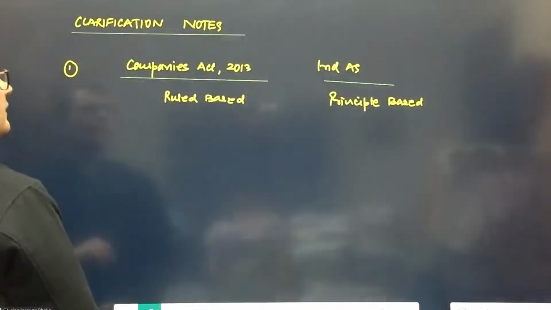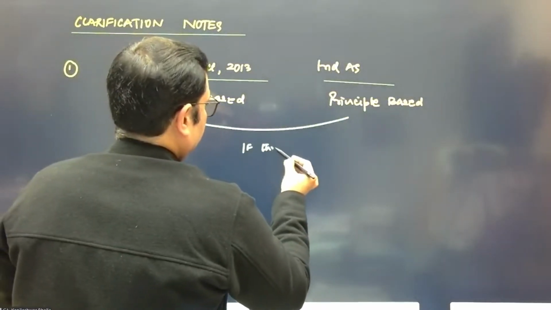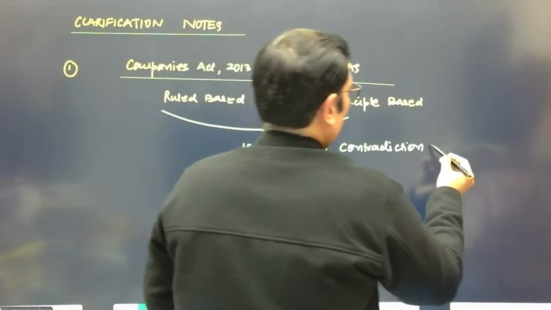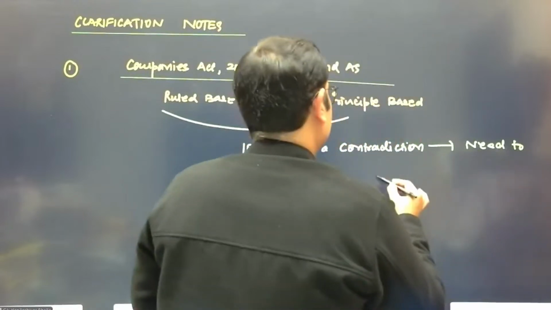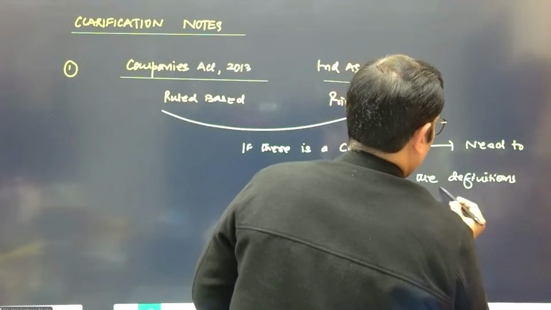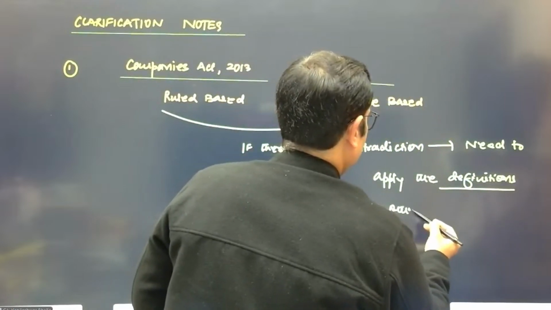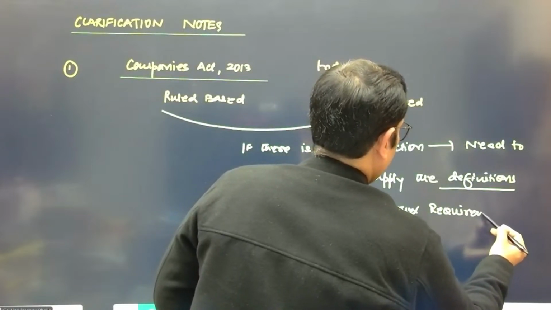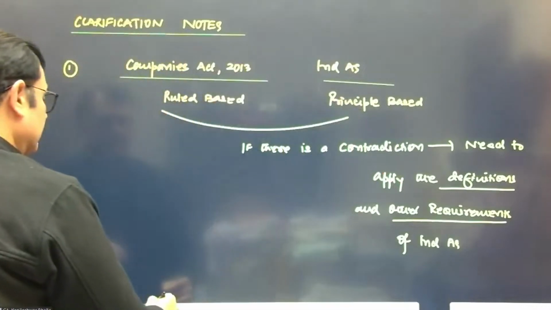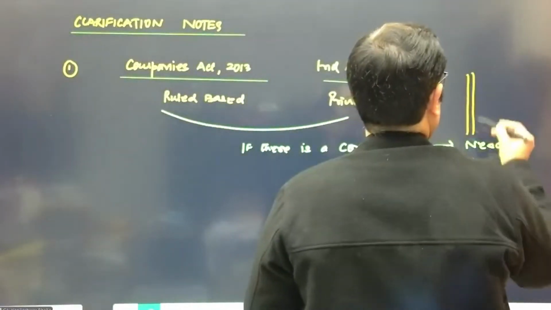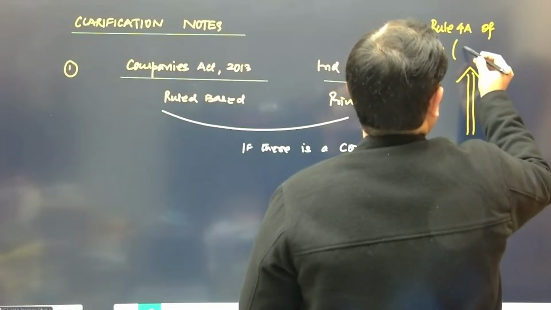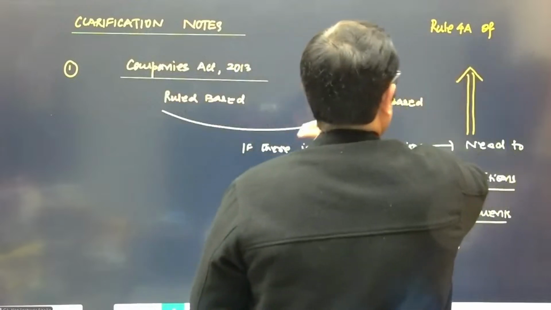So in this particular case, if there is a contradiction, then we need to apply the definitions and other requirements. Let's underline definitions and other requirements. We need to apply the definitions and other requirements of Ind AS. And as I said, these are the inputs given in rule 4A of the Companies accounting standards rules. Let's not put the name of the rule, that's fine. It is given in rule 4A.